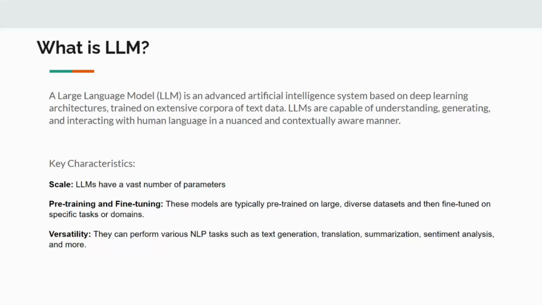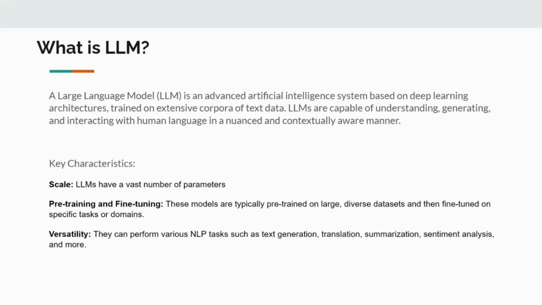The second characteristic is pre-training and fine-tuning of the model, which is about how we are going to train on such a large file as LLMs have. And the third characteristic is versatility, which means it can perform various NLP tasks such as text generation, translation, summarization, sentiment analysis, and more, such as question answering for prompts and queries.